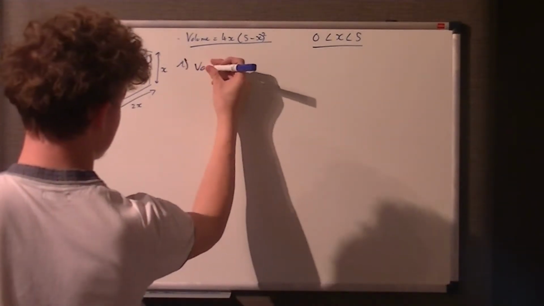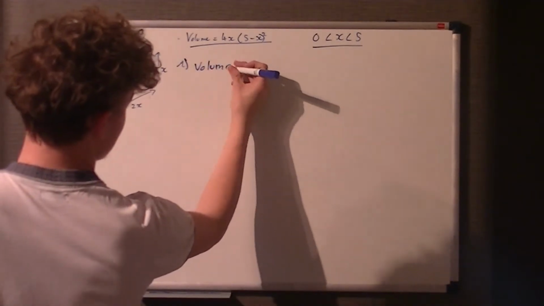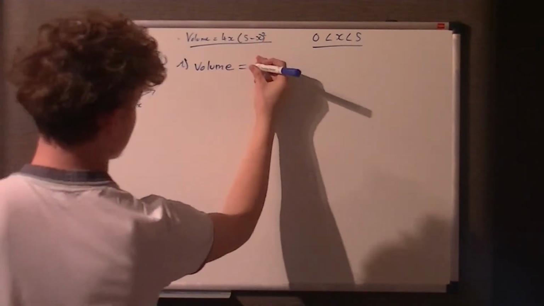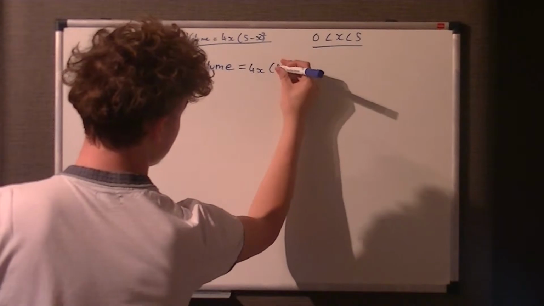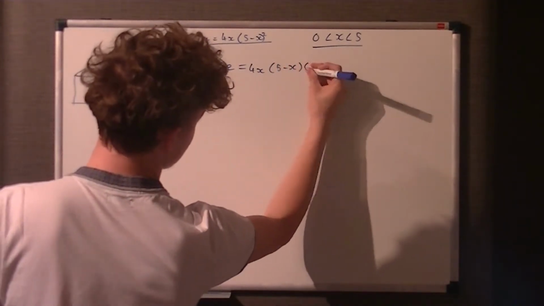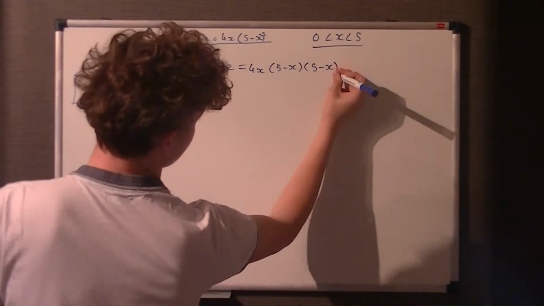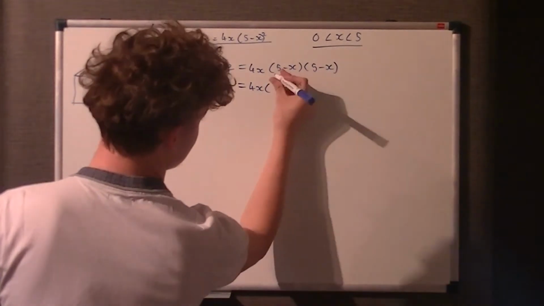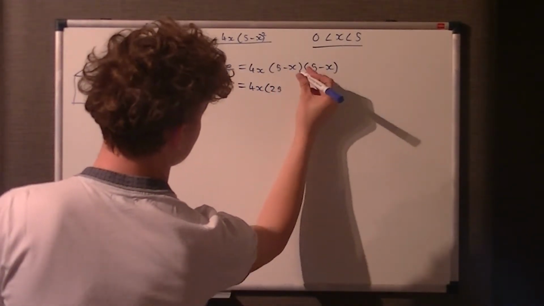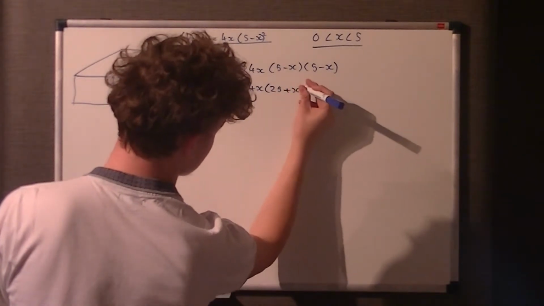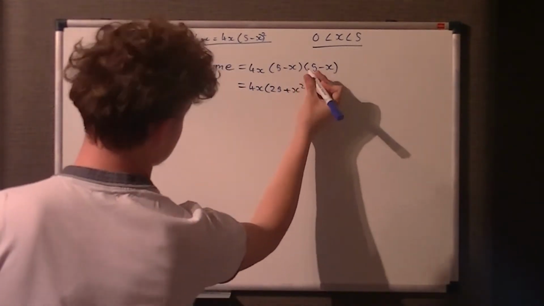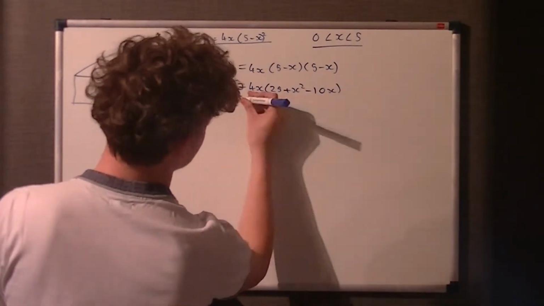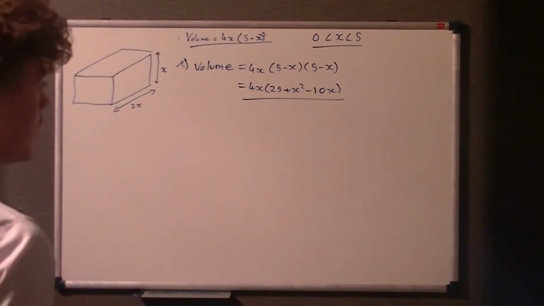So the volume is originally equal to 4x brackets 5 take x, squared. So what we need to do is expand this. So 4x, 5 take x, and then do it again, 5 take x. May seem very basic, but we've just got to do it. 4x brackets 5 times 5, 25, x times x plus x squared, negative 5 times x plus negative 5 times x, a total of minus 10x. So that is your total volume equation.